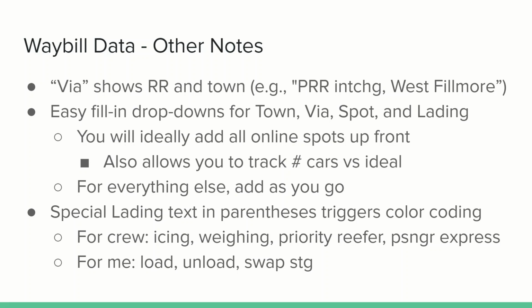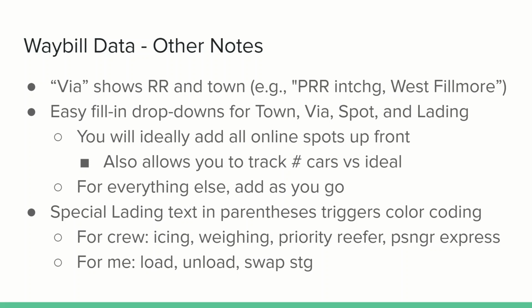Other things about what's in this via line, as it shows on the waybill, I show both the railroad and the town. So, for example, the Penzie interchange in West Fillmore, so that it helps the operators to know where you're going, which is most important from their perspective, as well as to describe the railroad we're interchanging with, which again is sort of just nice to have information. Adds a little bit to the realism to imagine that you're connecting with that railroad.